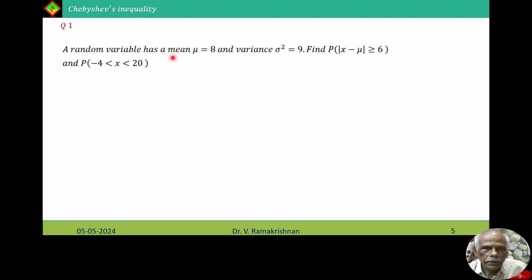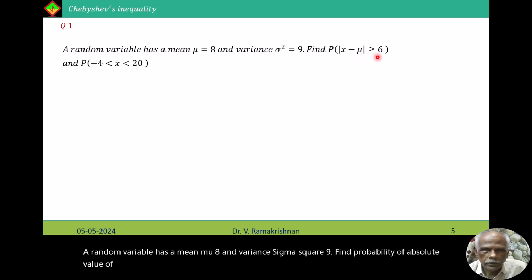A random variable has a mean mu 8 and variance sigma squared 9. Find probability of absolute value of x minus mu greater than or equal to 6 and probability of minus 4 less than x less than 20. There are two problems. We will see the two probabilities.